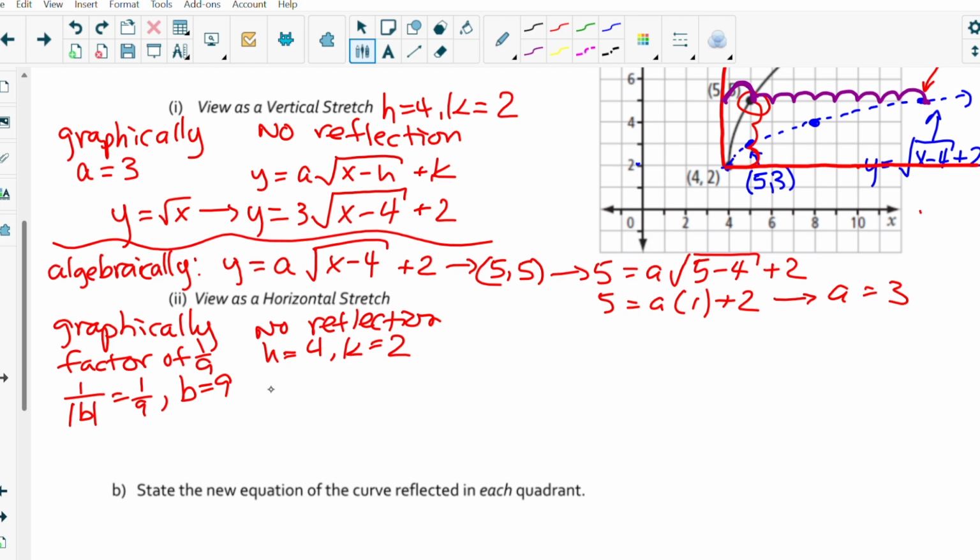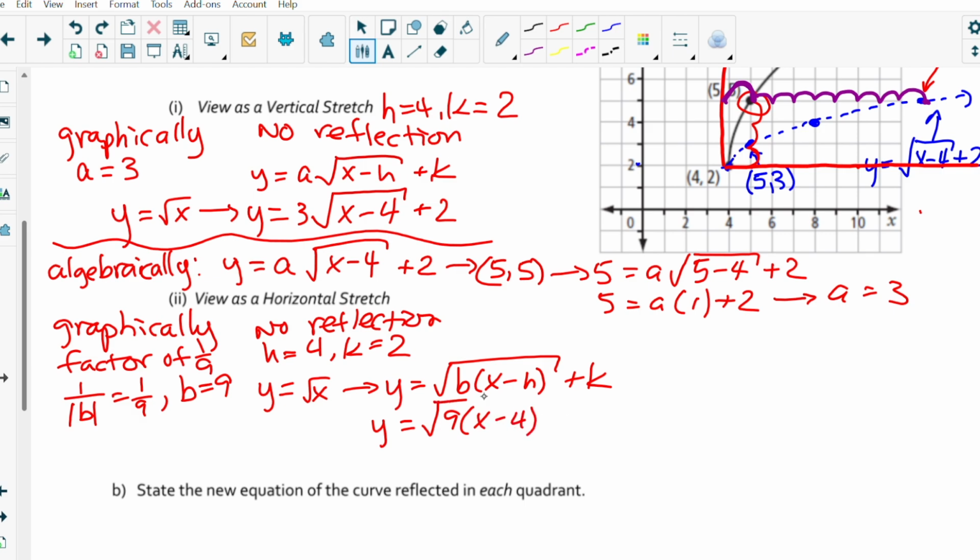So I can simply write my equation. This time I'm not counting an a value, or the a value is 1. So y equals square root of x is transformed to y equals square root of b times x minus h, plus k. Let's fill everything in: square root of b, which is 9, times x minus 4, h is 4, plus k value of 2.